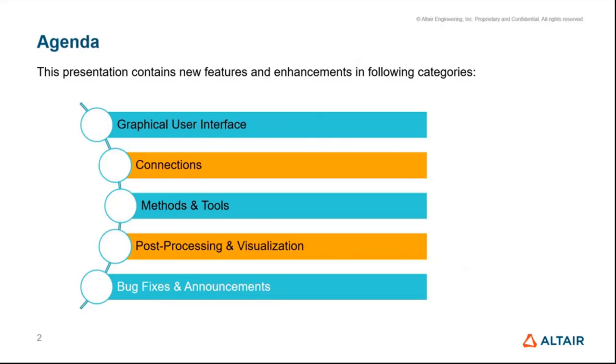This is basically the agenda of the rollout session, and the main categories for the enhancements and improvements in our product will be graphical user interface, connections, methods and tools, post-processing, visualization, and some noteworthy bug fixes and announcements.